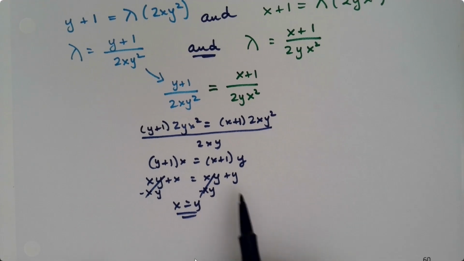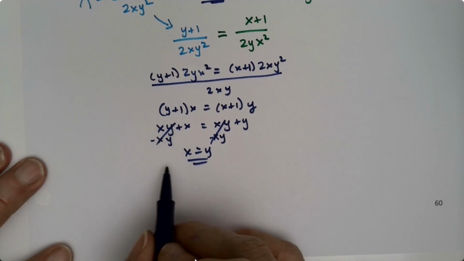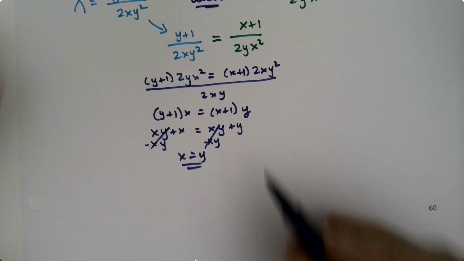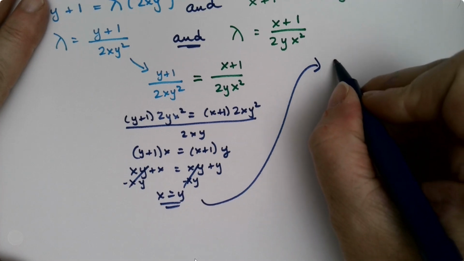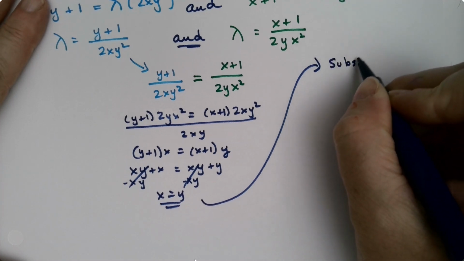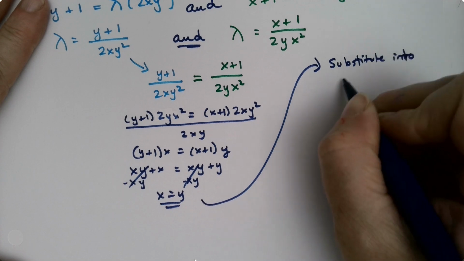So this, believe it or not, is an answer. So we're going to take x equals y. Let me think where I'm going to put it. I'm going to put it over here. And we're going to substitute into g of xy.